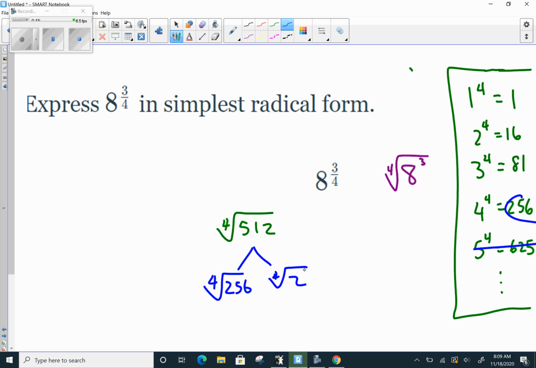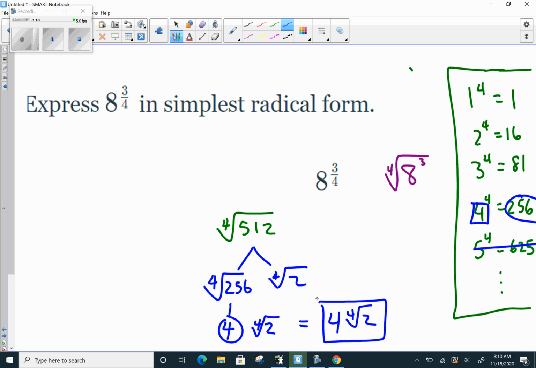Now the reason why this is the best number to use is because the 4th root of 256 is equal to 4. So if you do the 4th root of 256, your final answer is just going to be a 4. Done, right? This 4th root of 2 cannot be simplified anymore because 2 is already a prime number. So our final answer is going to be 4 and the 4th root of 2. Done. So watch this part again.